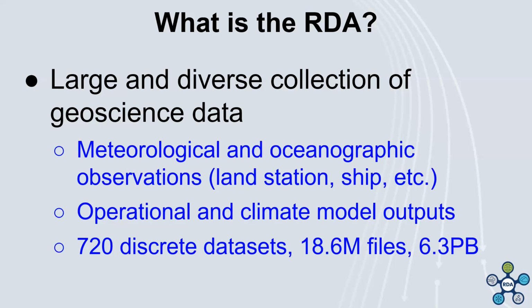We have 720 data sets, over 18.5 million files, and over 6 petabytes of storage. So size-wise, it's a pretty good size archive, but only 720 data sets in the sense that that's how we package it: many files go into a data set. So 720 is the max number of DOIs that we have.